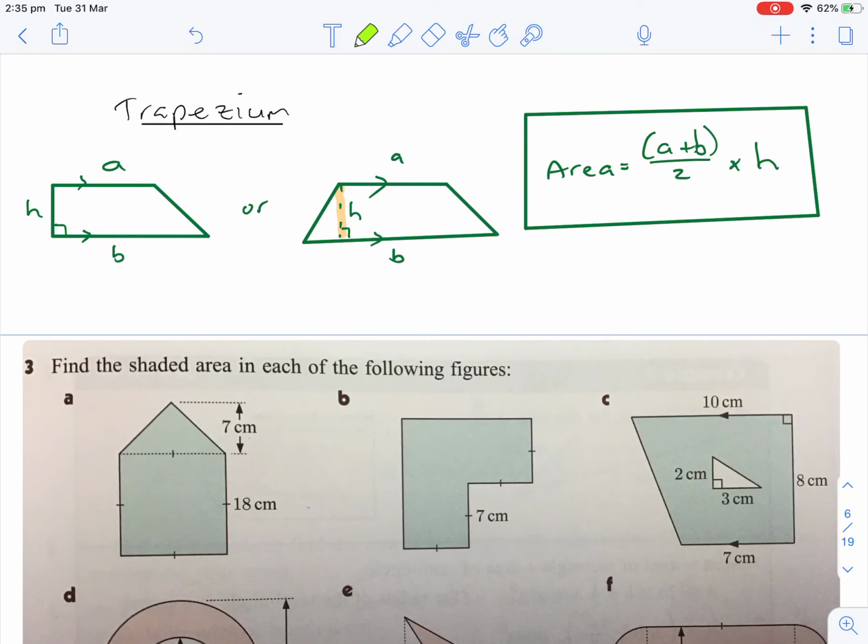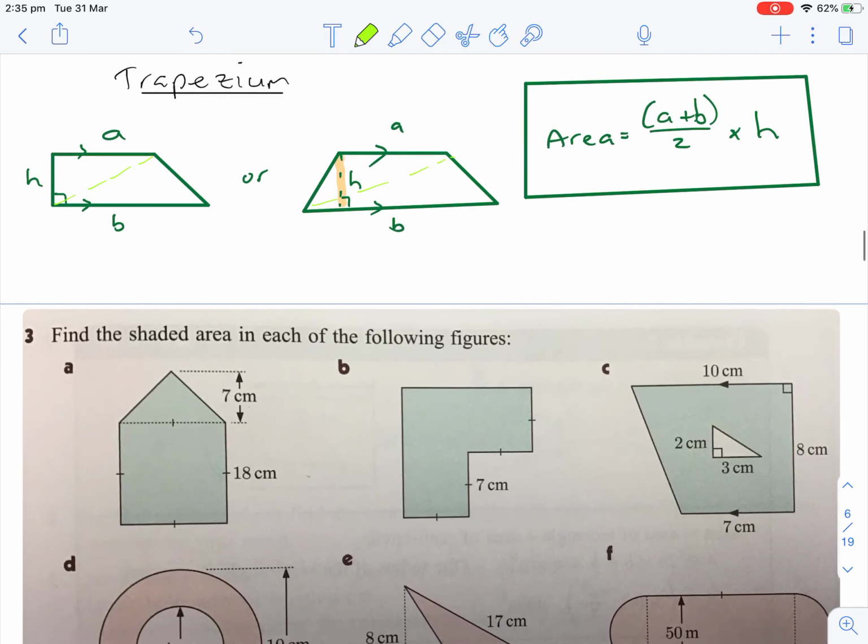The reason that this works, the a plus b divided by 2, is effectively we're turning this into 2 triangles. So when we do that a plus b, you can see that the a and the b are the bases of the 2 triangles. The height would be the same for each of the triangles, and therefore you're just combining 2 triangles into the one dimension there. As long as you remember the formula, you're good to go.